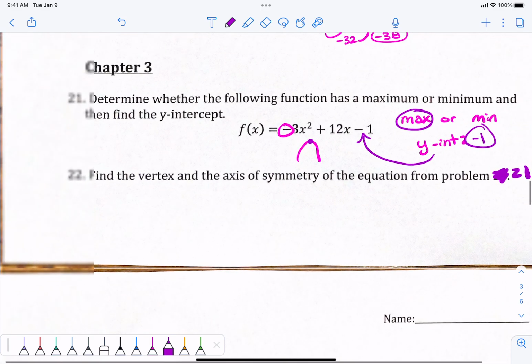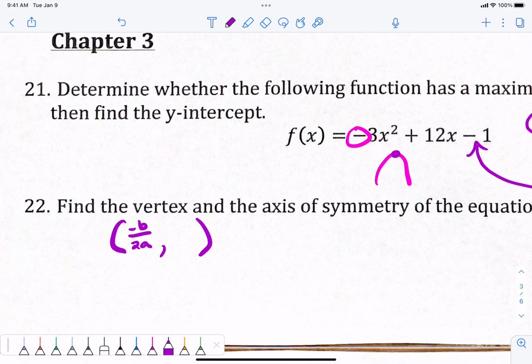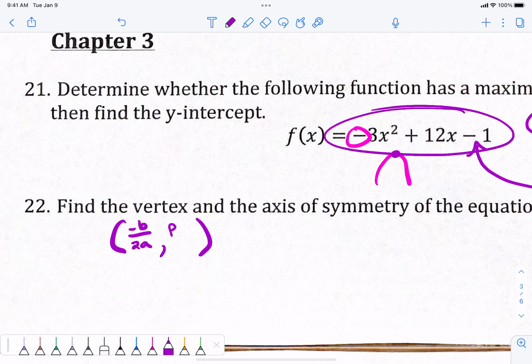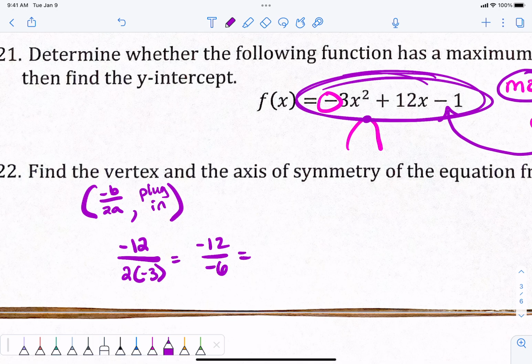They want us to find the vertex and axis of symmetry. How do you find the vertex? Negative b over 2a. And that is for this function. How do you find the y-coordinate? Plug it in. So if we do negative b over 2a for this function, what is b here? It'd be negative 12 over 2 times -6, so negative 12 over negative 6, which is 2.